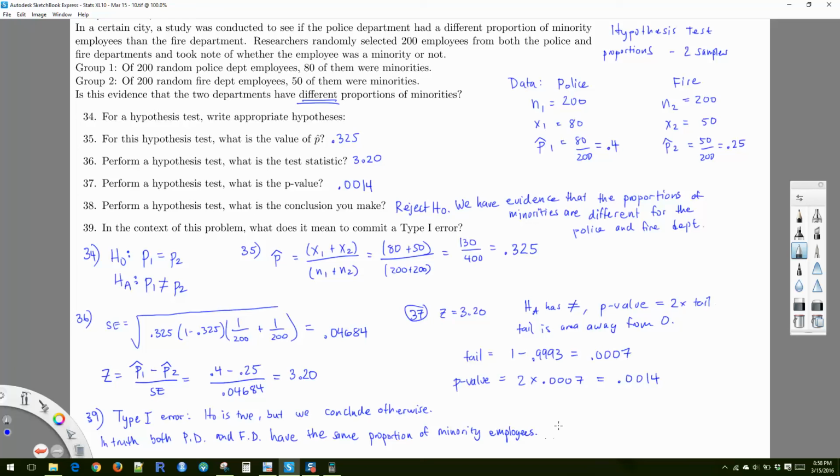Okay, but our decision is that we believe they are different. Okay, but we conclude the proportions are different. Okay, that's what it means to commit a type 1 error in the context of this problem.